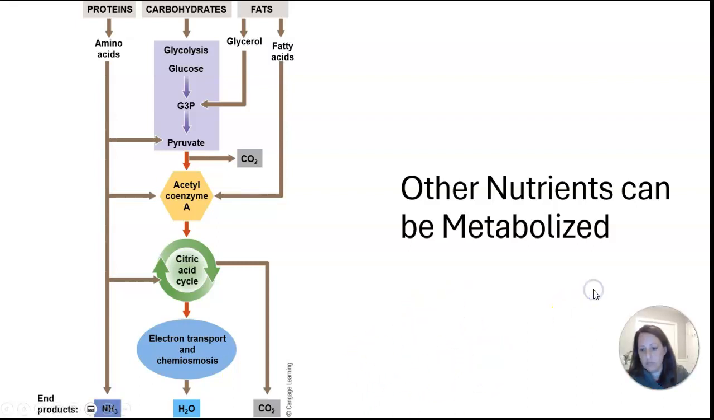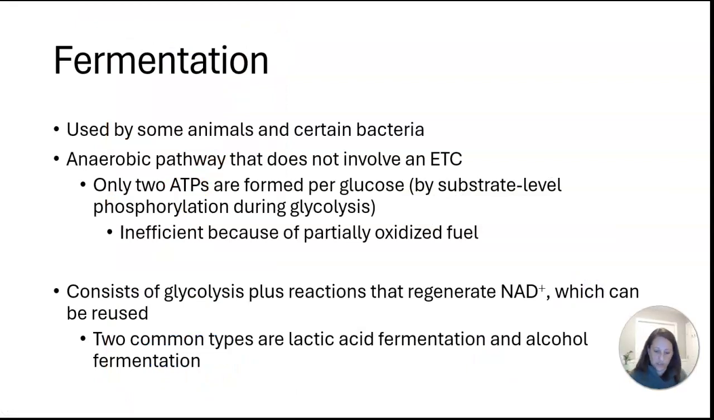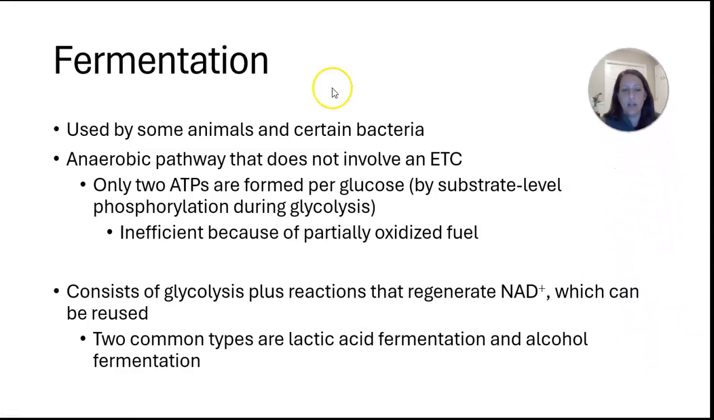Next slide, we're going to switch gears and talk about anaerobic respiration, so fermentation. Fermentation is used in some cells in some animals and also in certain bacteria, and certain fungi as well. Fermentation is an anaerobic pathway. When you see that term anaerobic, you're thinking does not require oxygen. It also does not involve an electron transport chain. And so really it's only glycolysis that happens.